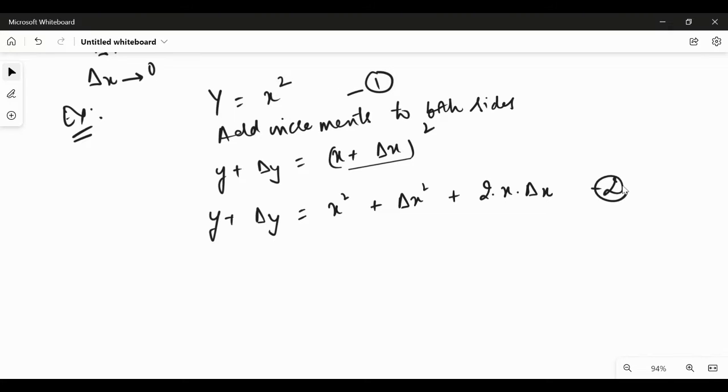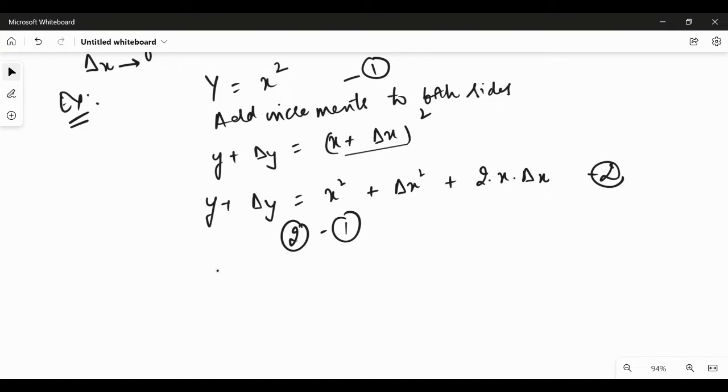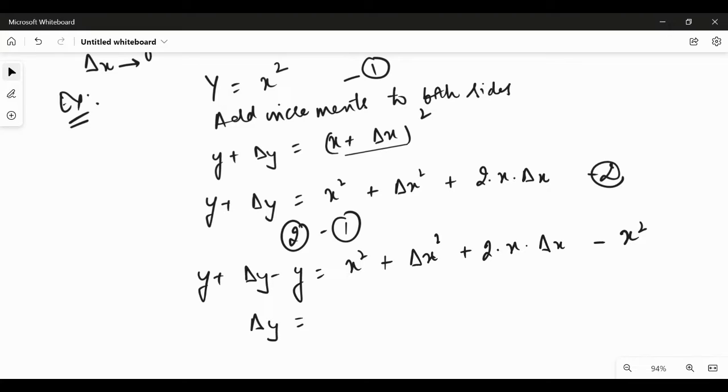Now this is my equation 1 and this is my second equation. What I will do, I will subtract second minus first, meaning the first equation is to be subtracted from the second one. So y plus delta y minus y is equal to x square plus delta x square plus 2 into x into delta x minus x square. So what I will get is delta y is equal to delta x square plus 2 into x into delta x.